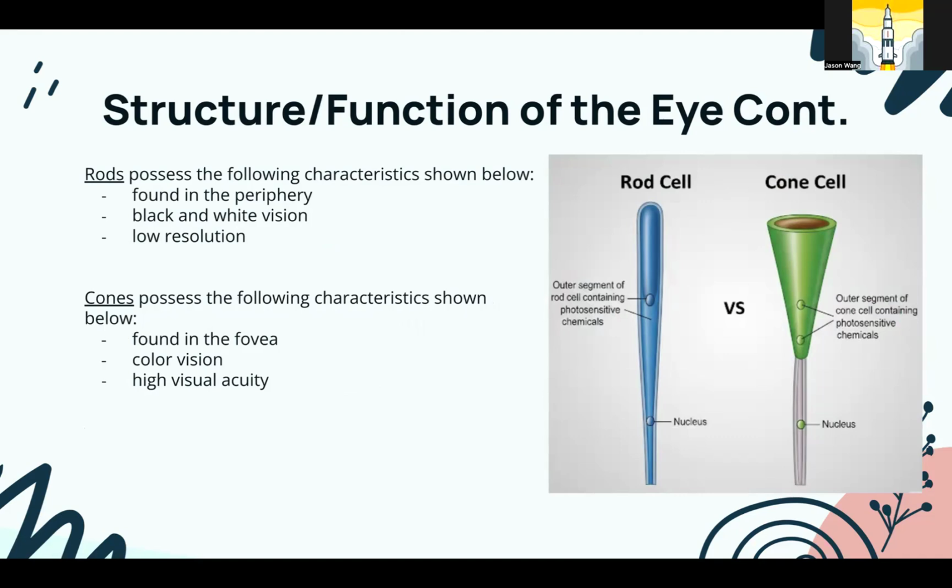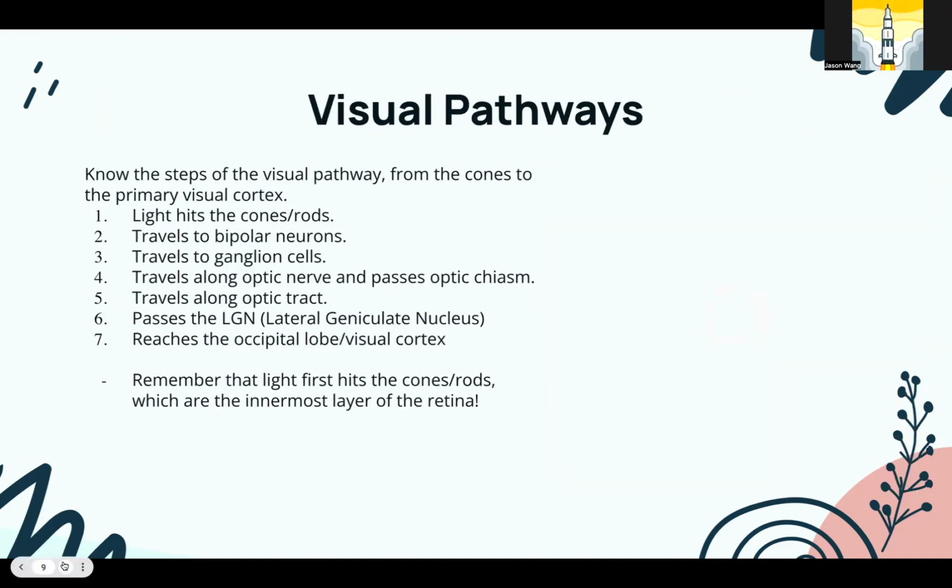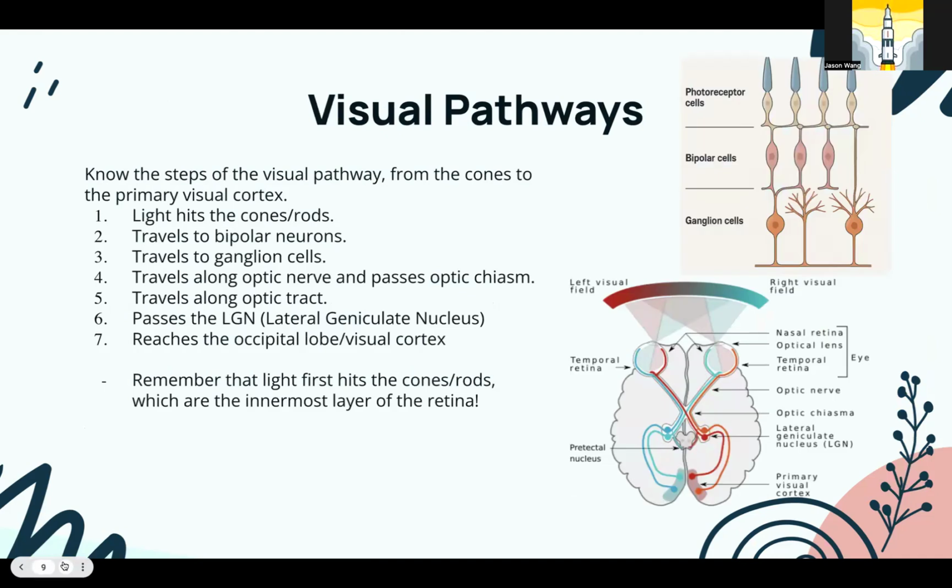Because we need that acuity in order to distinguish between different colors. Okay. Here you can look at an example image of what a rod and a cone will look like, but they are different. Okay. So now let's take a look at our visual pathways. Let's combine all of that together. How is light translated into images that our brain can process?